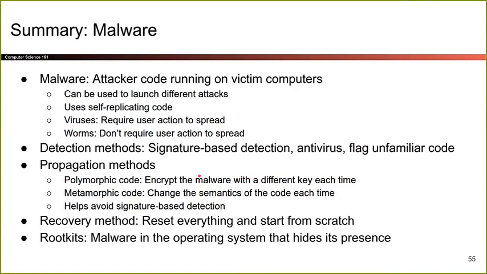So have a whitelist and look for anything weird. The ways to evade detection are to encrypt the malware with a different key, so that's polymorphic code, or to change the semantics, which is metamorphic code. This helps us get around signature-based detection. And it's not on this slide, but remember that worms follow logistic growth. So it starts exponential, but will slow down as everybody in the world has been infected. And remember, the recovery method is just to reset everything and start from scratch.